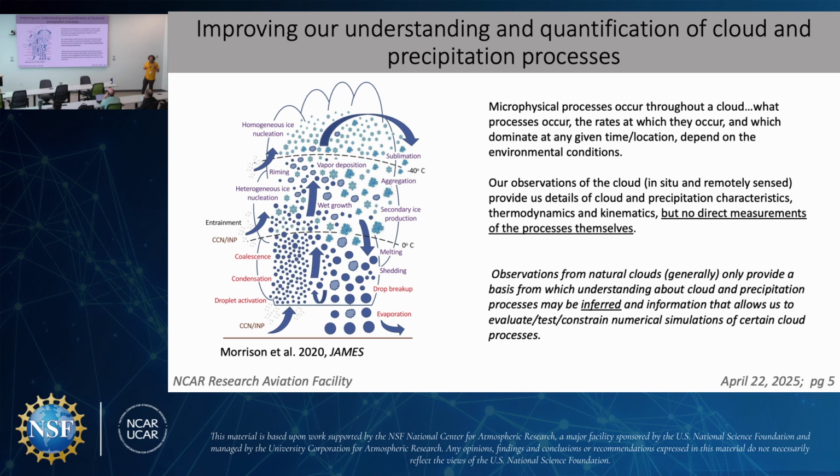And as we make an observation of the cloud, whether it's with a satellite or a radar or an aircraft, we're not observing the processes that are occurring. We're simply observing the characteristics of that cloud at a given time. And those characteristics are the result of all of the processes that have occurred up to that time.